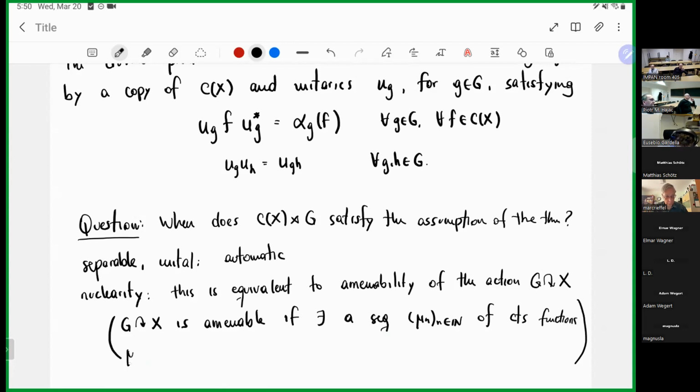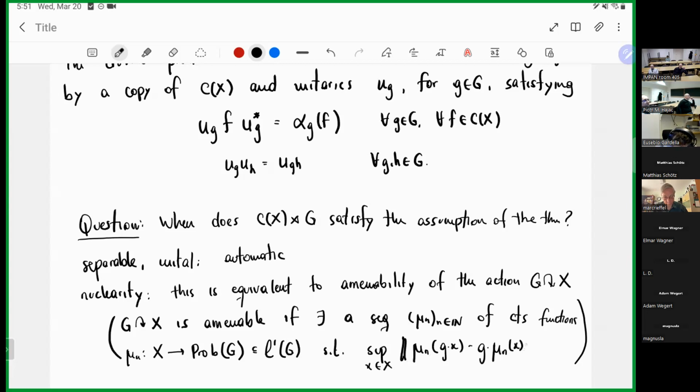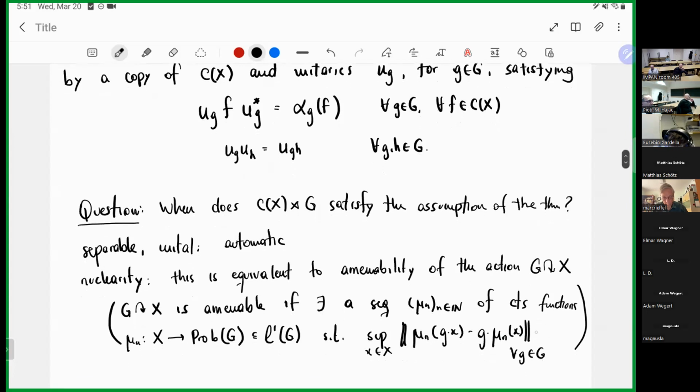mu n from X to the probability measures on G, which I regard as a subset of L1 of G, so I get the norm from L1, such that the supremum over X in a compact set of the norm of mu n of g x minus g acting on mu n of x is 0 for every g in G. Sorry, it's not 0, but goes to 0. This depends on n, and as n grows, this goes to 0. For fixed x, mu n of x is a measure on G.